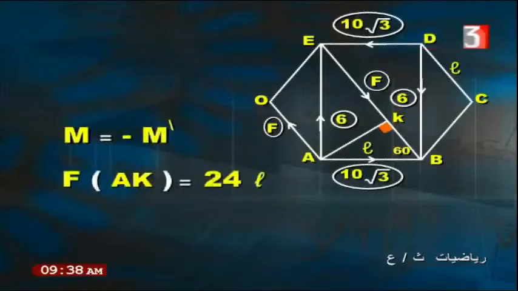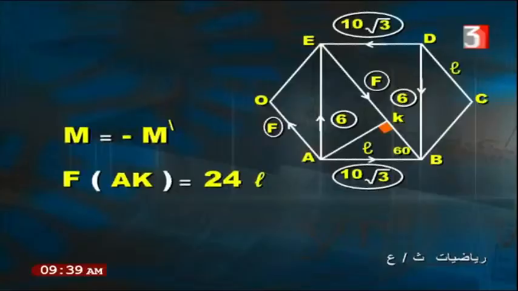Therefore, the moment of the couple of the two forces F and F which act at AO and EB equals what? F times AK. What is the value of AK? AK is the distance between the two forces. What is the value of AK?